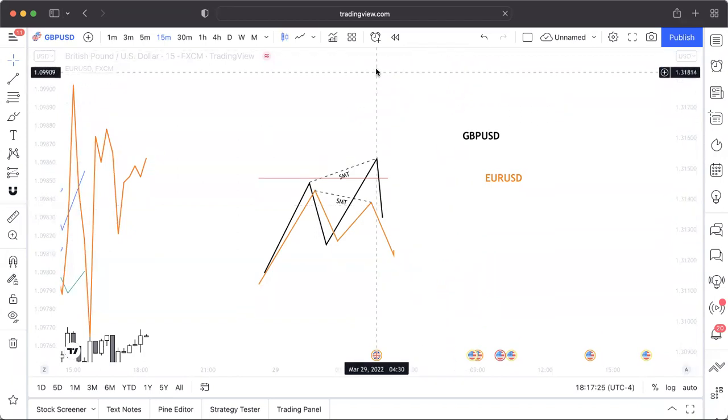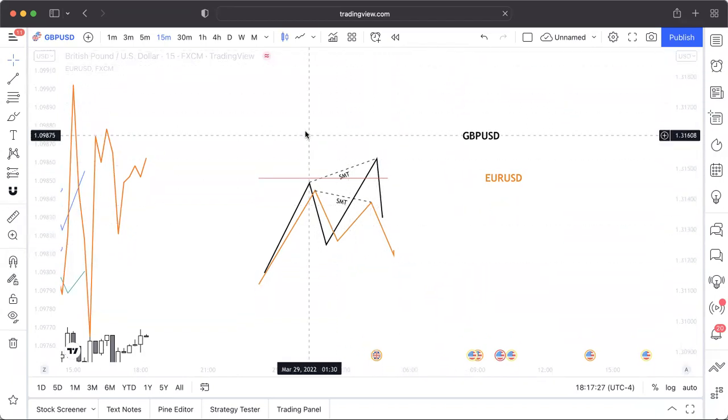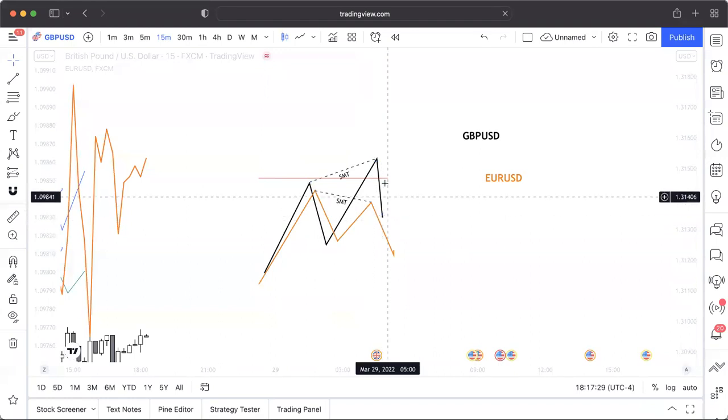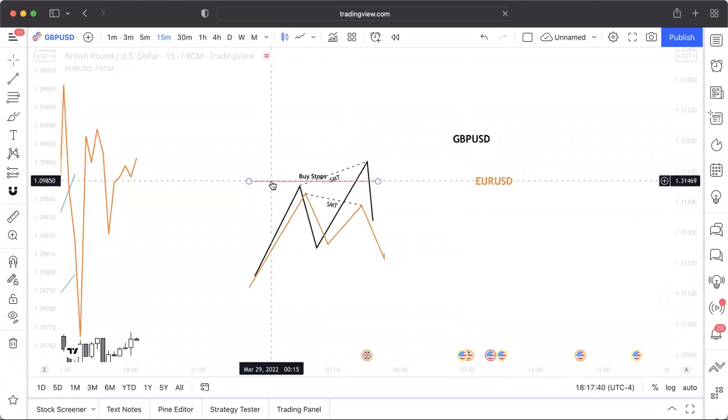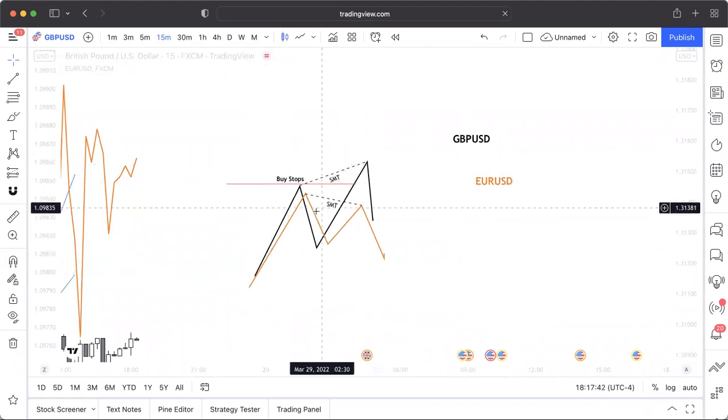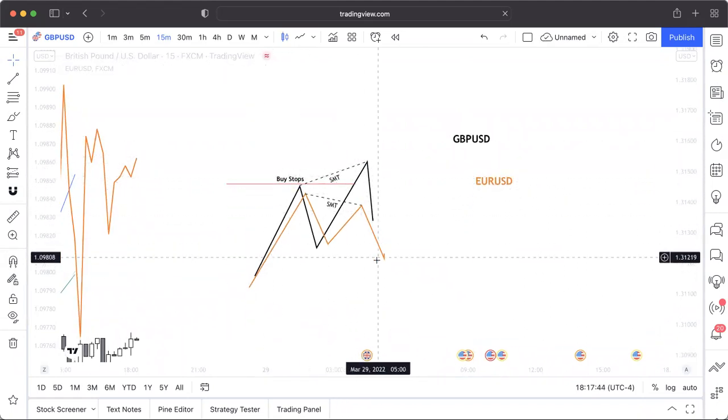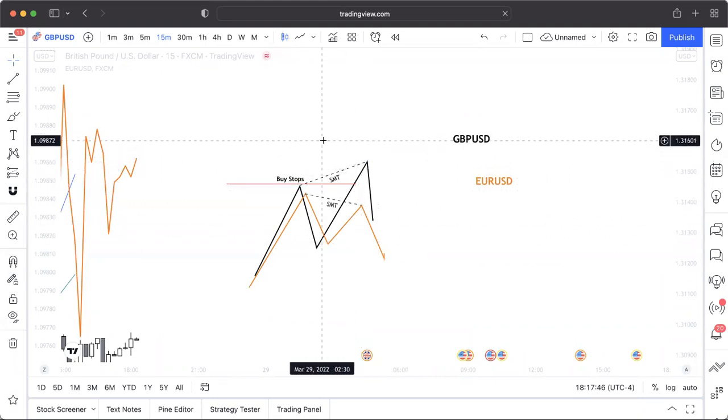And at this point, you could use this to confirm possible buy stops. You could call this buy stops. It just sweeps the liquidity, and it would confirm for you that this is a directional change.